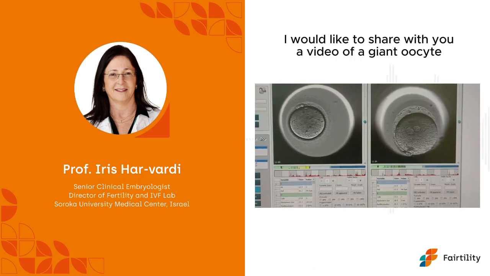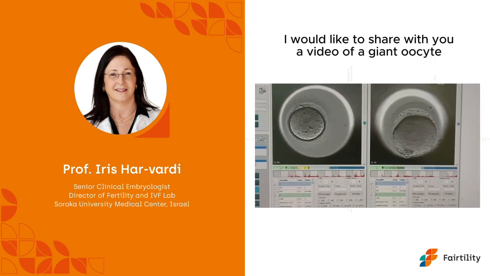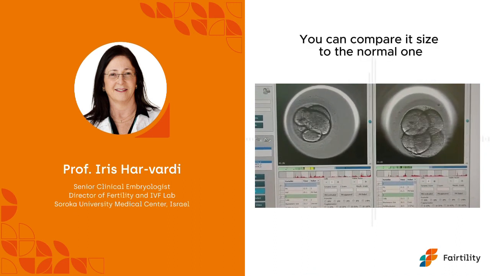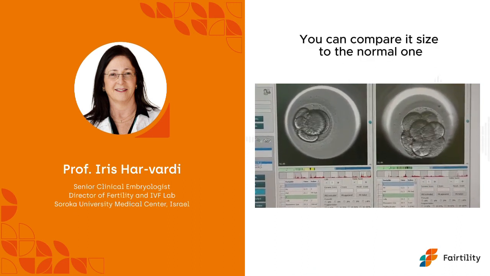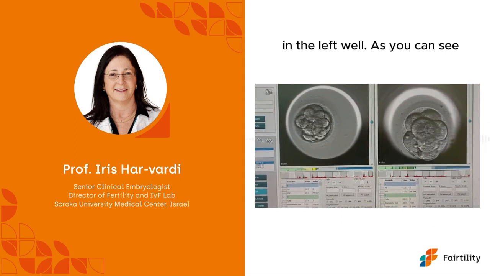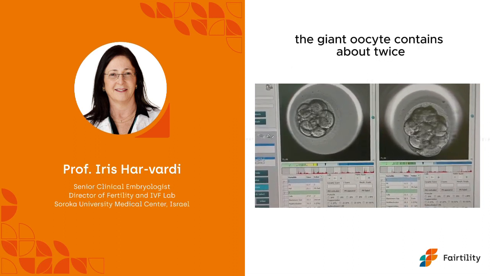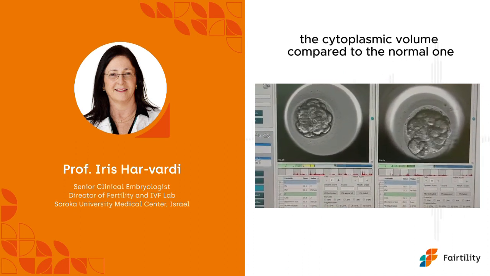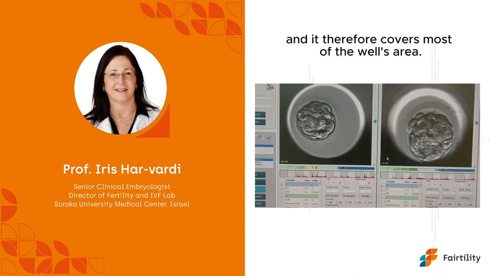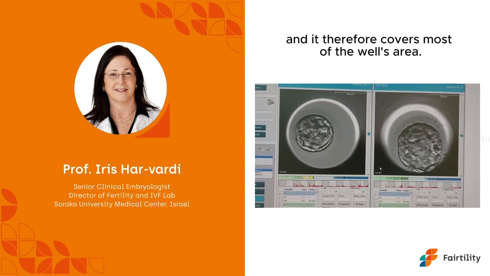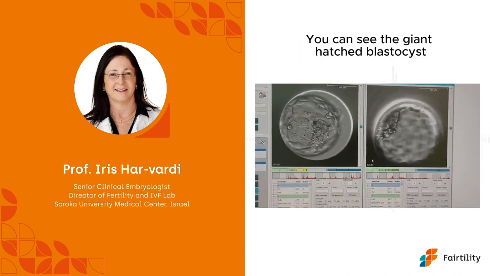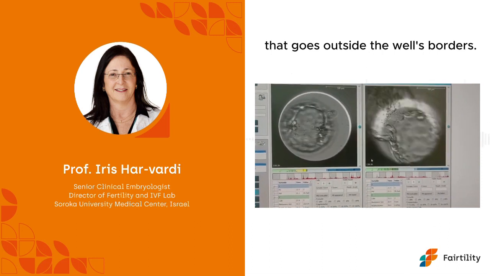I would like to share with you a video of a giant oocyte developing into a giant blastocyst. You can compare its size to the normal one in the left well. As you can see, the giant oocyte contains about twice the cytoplasmic volume compared to the normal one, and it therefore covers most of the well's area. You can see the giant hatching blastocyst that goes outside the well's borders.